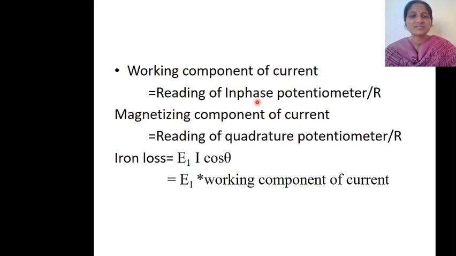So iron losses is equal to E1 into the working component of current. So this is about AC magnetic testing.